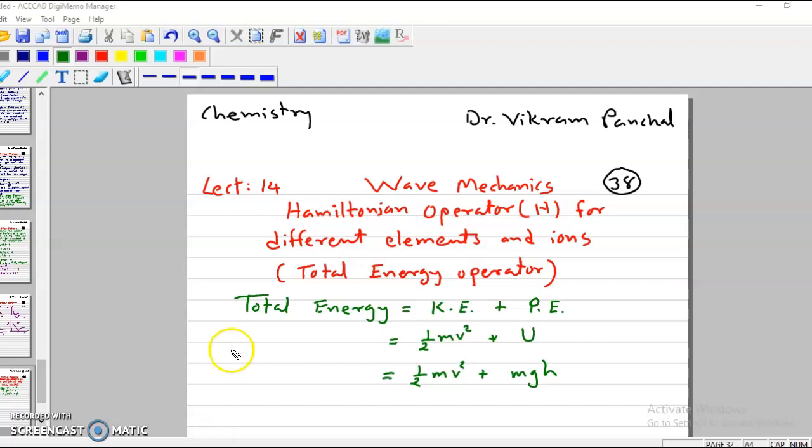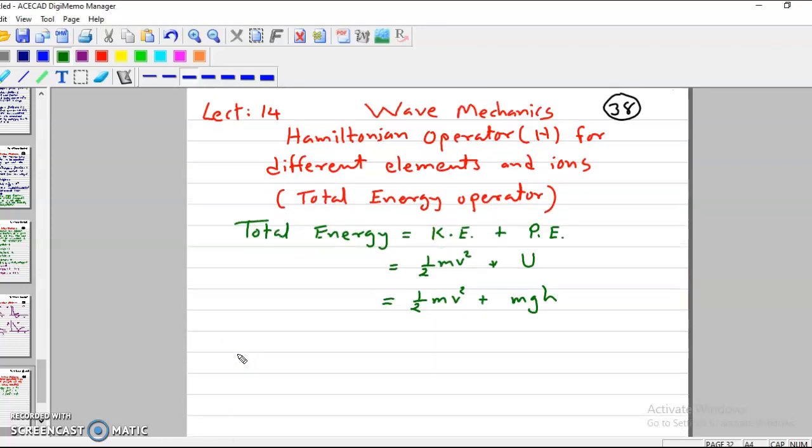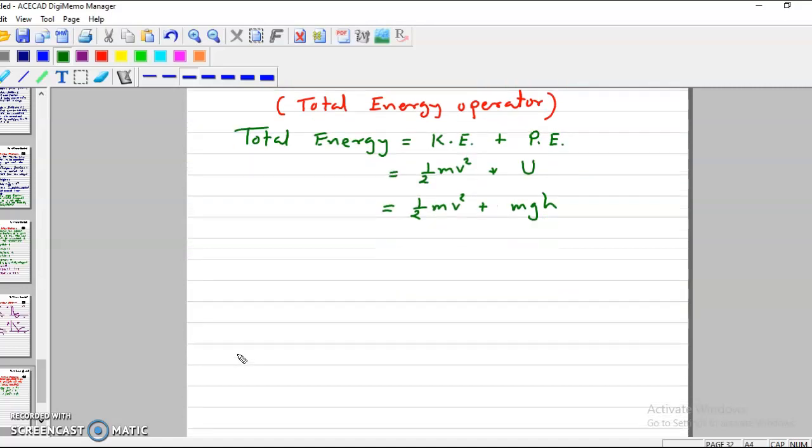Now, first of all, I would like to discuss what is the meaning of total energy. You know that total energy of any system is equal to kinetic energy plus potential energy. For a macroscopic particle in solid physics, we use kinetic energy equal to half mv square plus potential energy. The symbol is U or capital V.